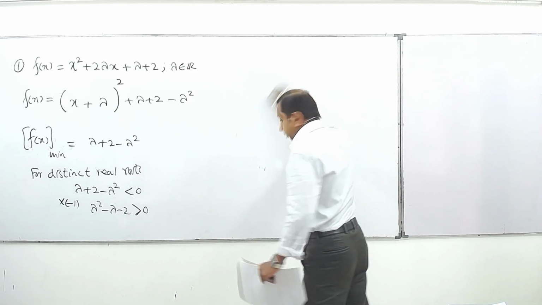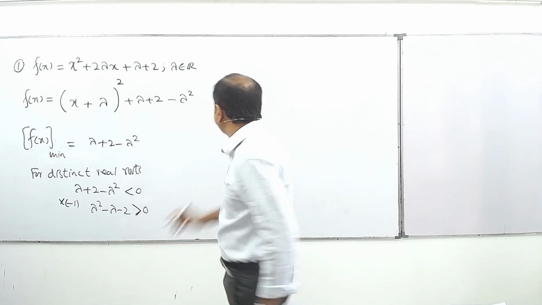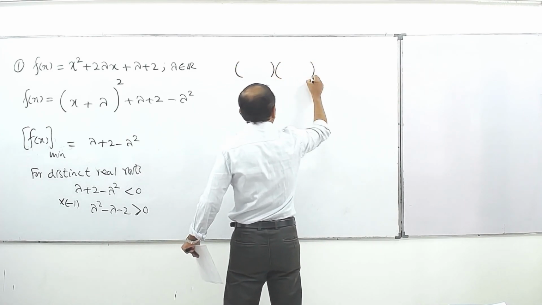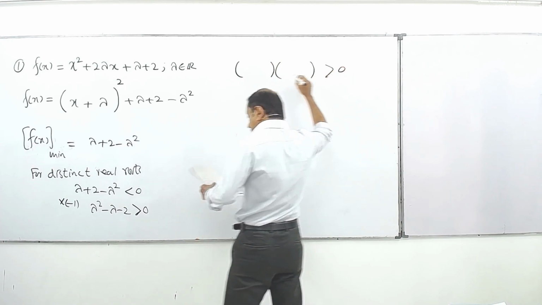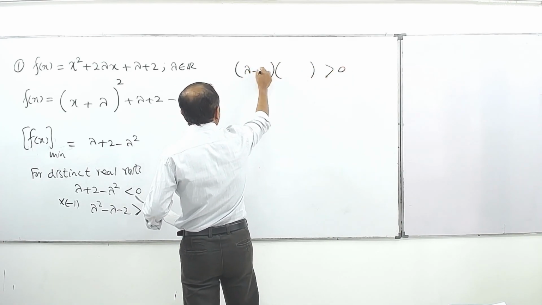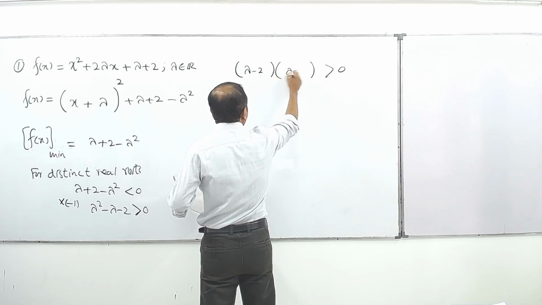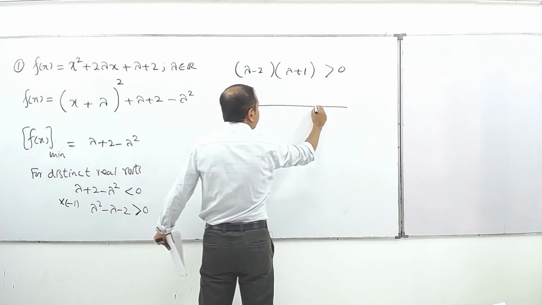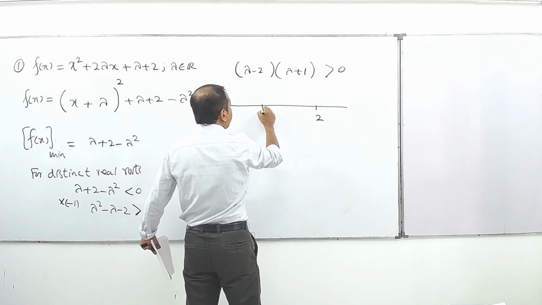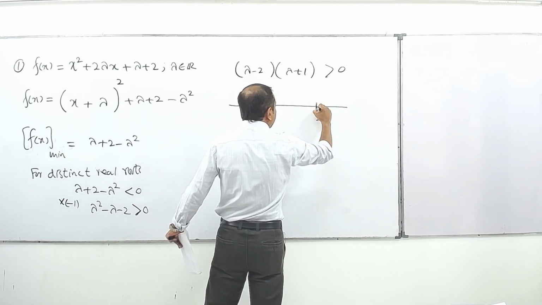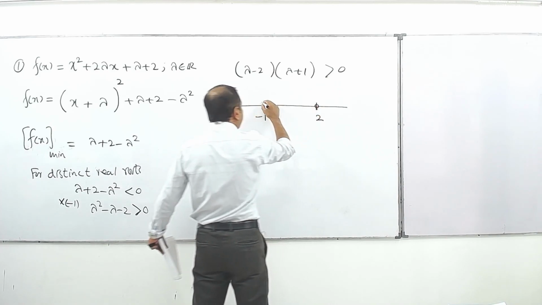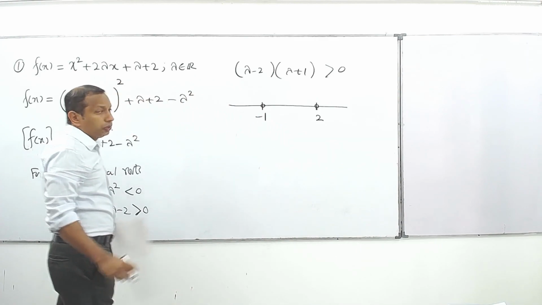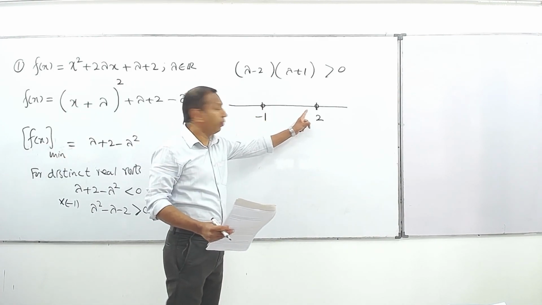We can factorize this first. When you factorize that, greater than 0, the factors are going to be lambda minus 2 and lambda plus 1. You get the roots 2 and minus 1. We don't have an equal sign here, so open circles here. When you put 0, 0 is in between minus 1 and 2.